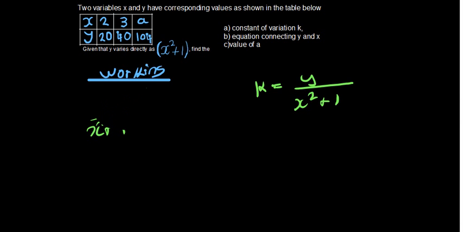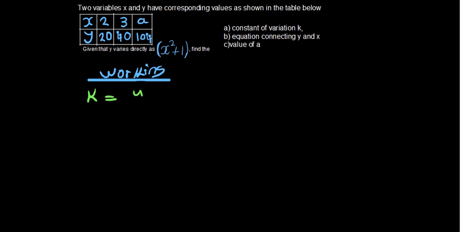For us to find the value of k, we just make it the subject of the formula. So we are saying k is equal to our y divided by our x squared plus 1. So how do you find the value of k?